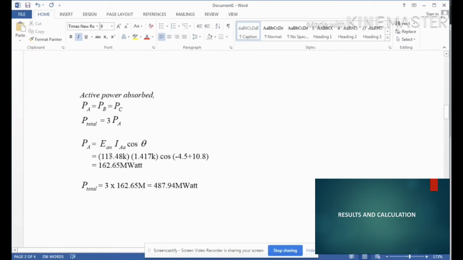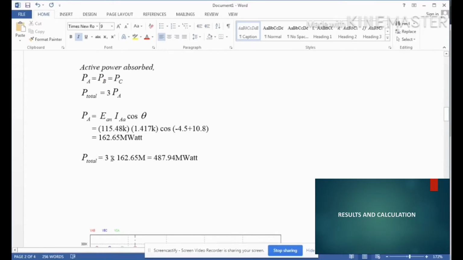For active power absorbed, the value of power for PA, PB, and PC is equal. So if we just calculate for PA, we simply get P total, where we just have to multiply the value of PA by 3.